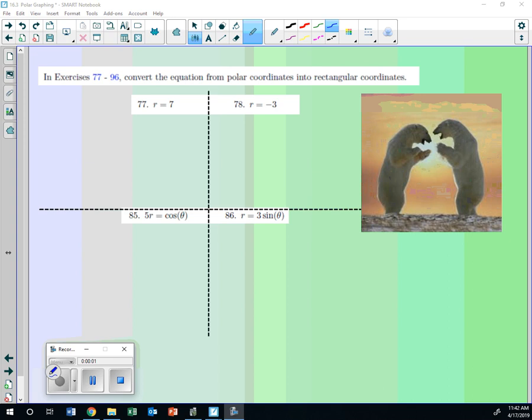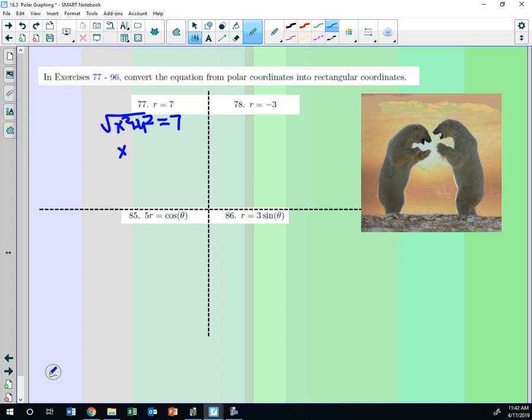When we convert a polar equation to a rectangular equation, it's like a puzzle. Sometimes it's real easy, like number 77. r = 7 is just the square root of x squared plus y squared. So if you square both sides, you get something that looks like, what do we call that shape? It's a circle, right? But sometimes these aren't quite as obvious.